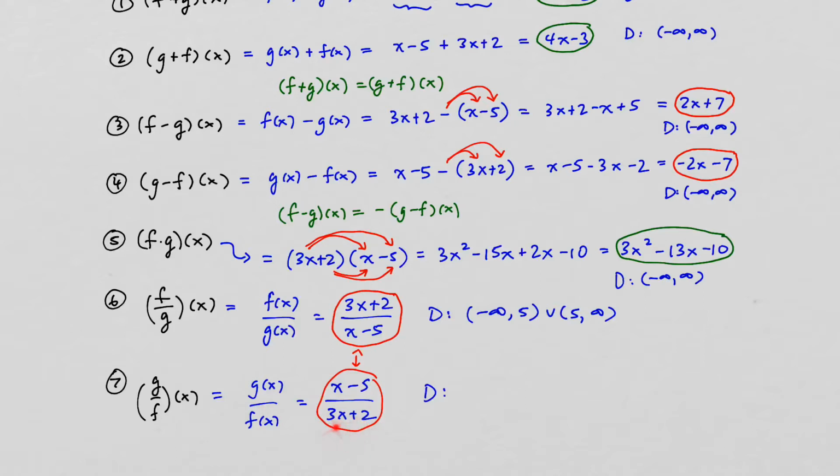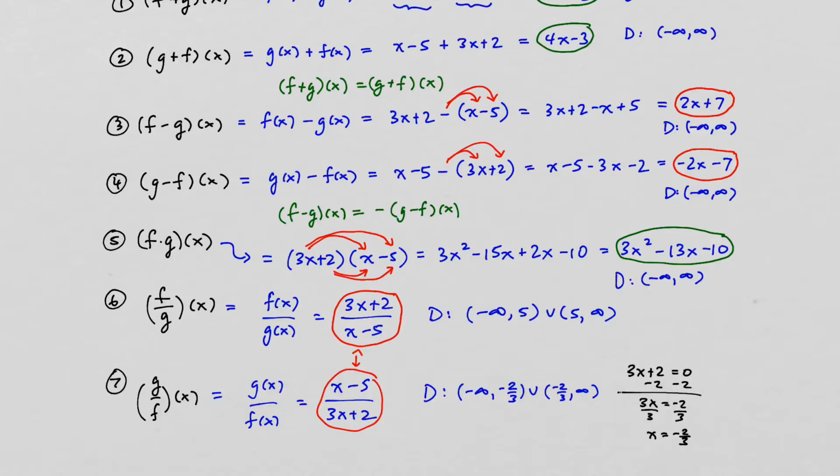Now, some of you may be able to look at this and say, well, I know that x can't be negative 2/3. But if you can't see that, what you do is you take that denominator and you set it equal to 0, and you solve this corresponding equation. And this is how you find that negative 2/3 is the number that makes the denominator 0. Therefore, negative 2/3 is the number that needs to be excluded from the domain.